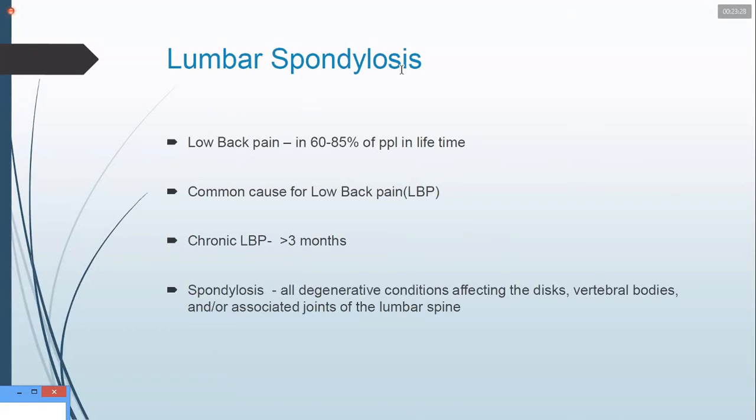Okay, chronic low back pain, when it is more than 3 months, we call it chronic low back pain, and the most common cause is lumbar spondylosis. It covers all degenerative conditions affecting the discs, vertebral bodies, and associated joints of the lumbar spine. Lumbar spondylosis and lumbar canal stenosis.